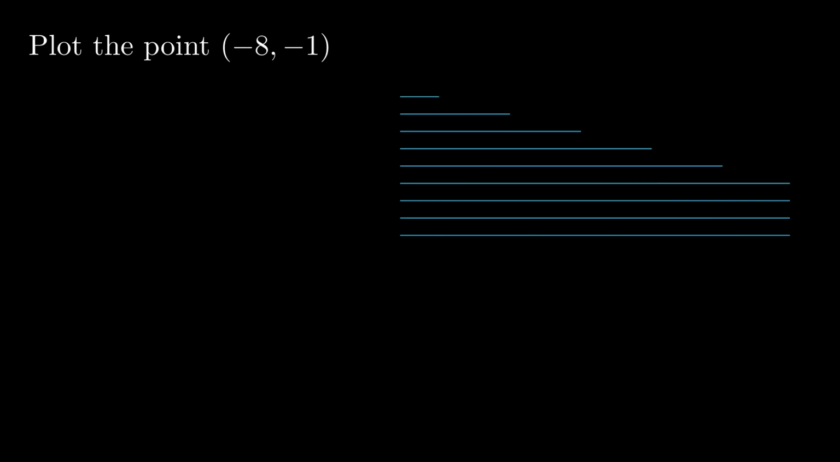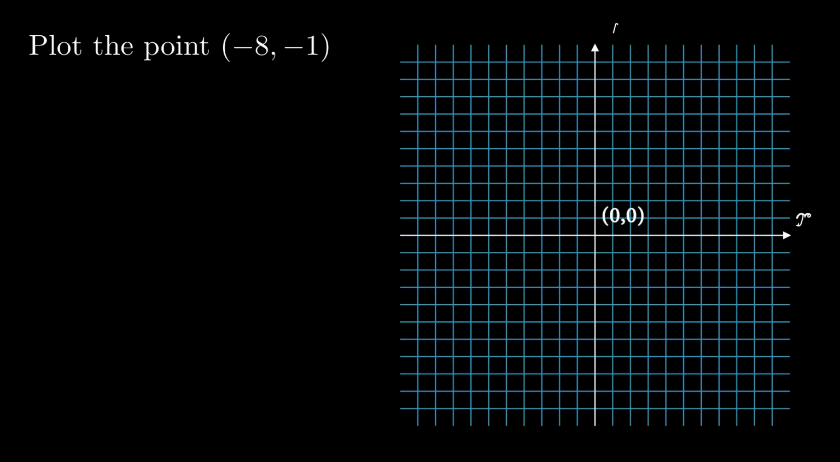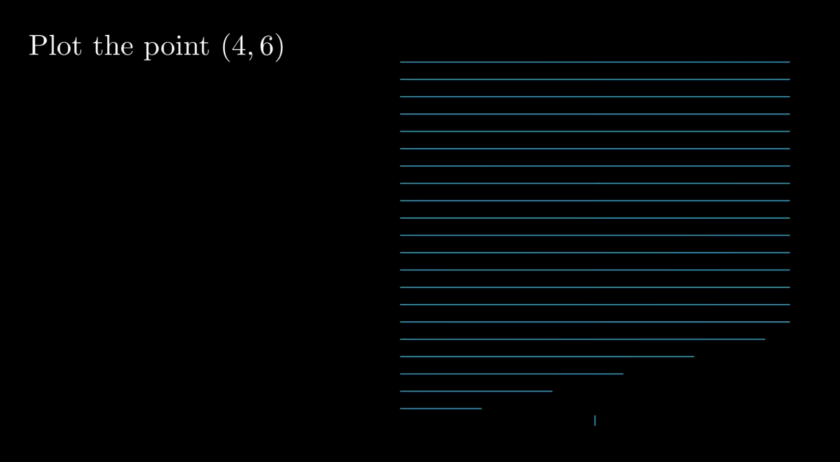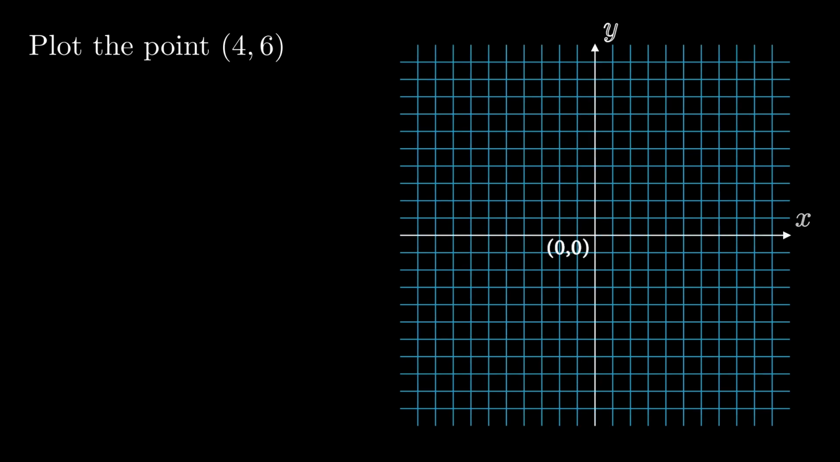Let's now take a look at some more examples. We're required to plot the point (-8, -1). So on the grid, we go 8 across to the left, that's -8, and 1 down, that's -1, and plot the point, as shown. Now we're required to plot the point (4, 6). Again, let's travel 4 across and 6 up and plot the point, as shown.